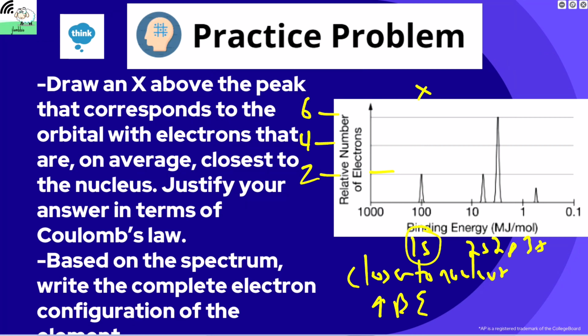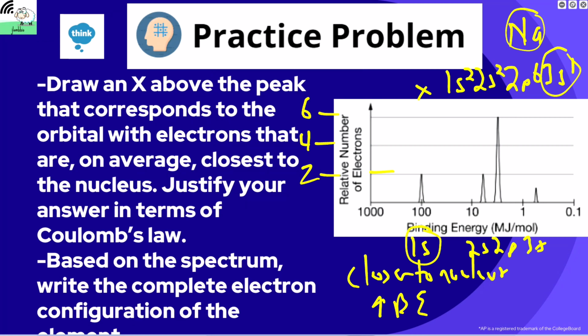So when I write this out, I'm going to write out 1s2, 2s2, 2p6, 3s1. And I can safely identify this if I need to as sodium, due to it ending in 3s1. So again, just take your time, work through it.